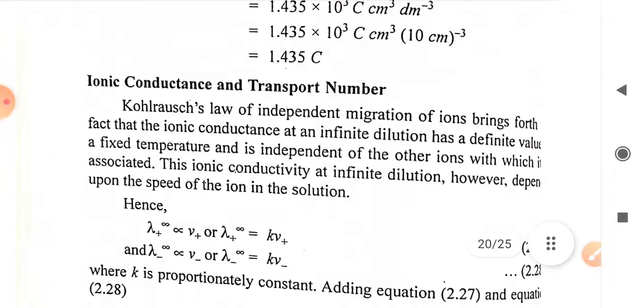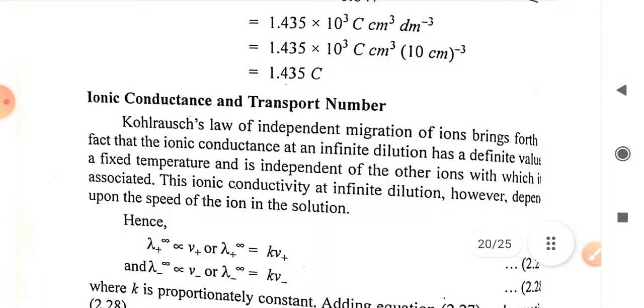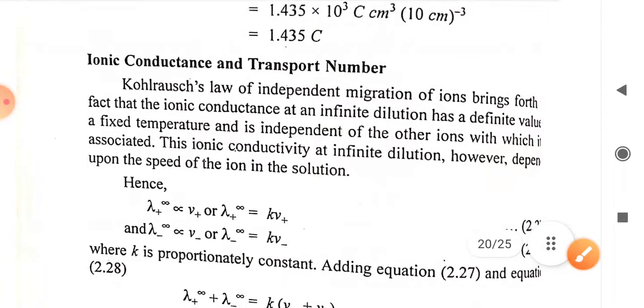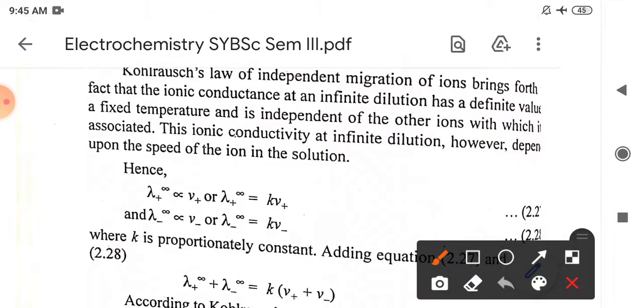We have already derived this, and we will try to see this in detail. So Kohlrausch's law of independent migration of ions brings out the fact that the ionic conductance at infinite dilution has a definite value at a fixed temperature, and it is independent of the other ion with which it is associated. So this ionic conductivity at infinite dilution, however, depends upon the speed of the ion in the solution.